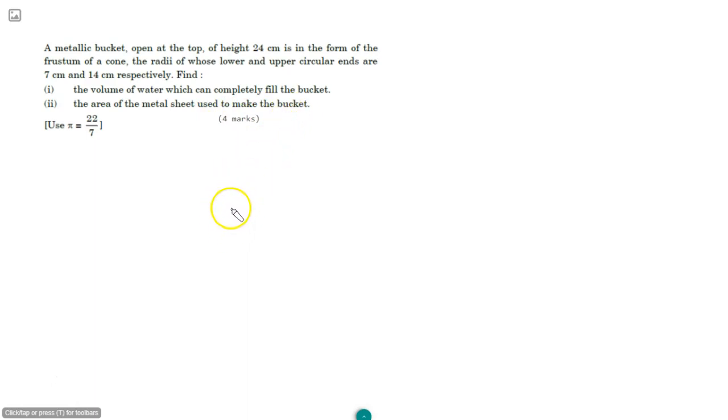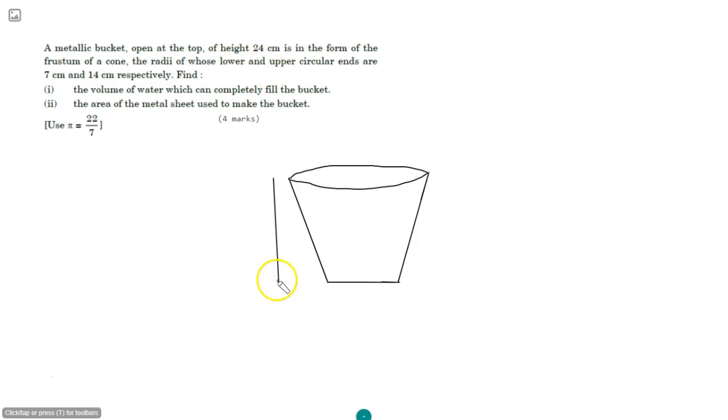So this is obviously a frustum of a cone. That's what the bucket looks like. It's open at the top. Height is 24 centimeters. So this height is 24 centimeters. And the radius of the lower circular end is 7 centimeters. So this radius is 7 and upper radius is 14. Here you have a radius of 14 centimeters. Find the volume of water which can completely fill the bucket. So that is the volume of the bucket.